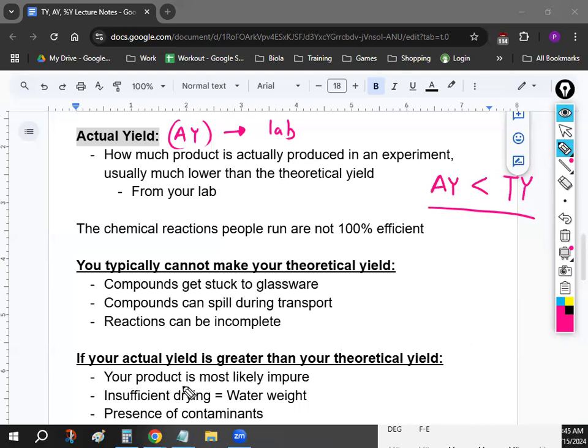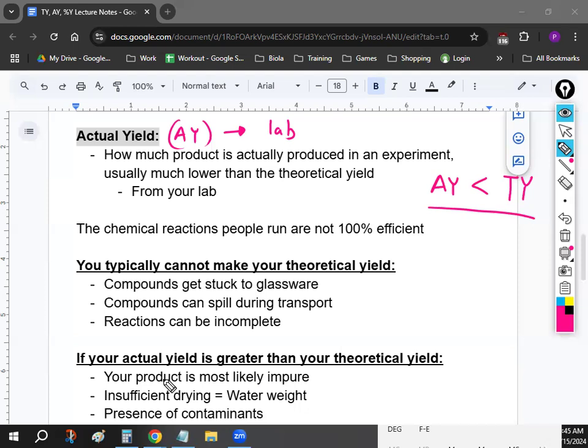And there's a reason why. When you do your lab, if your actual yield ends up being bigger than your theoretical, that means there's something wrong with your product. Usually it's because there's other stuff mixed up with it. There's water inside of your product, or there's other contaminants like that. But we'll get to that later.